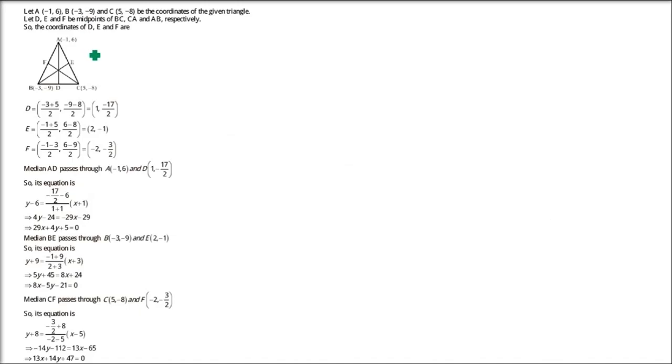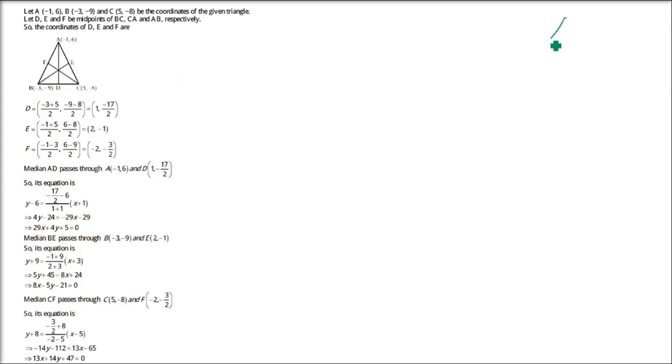This is question number 3. Find the equation of the medians of a triangle, the coordinates of whose vertices are -1, 6, -3, -9 and 5, -8. So the equation of the medians we have to find out.